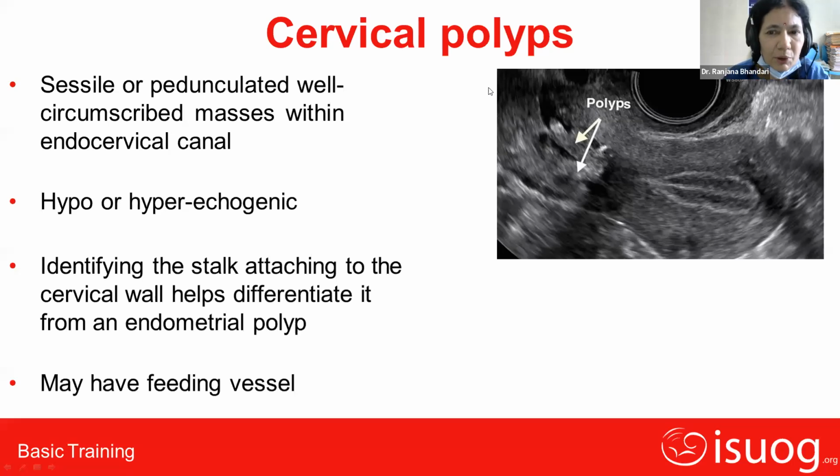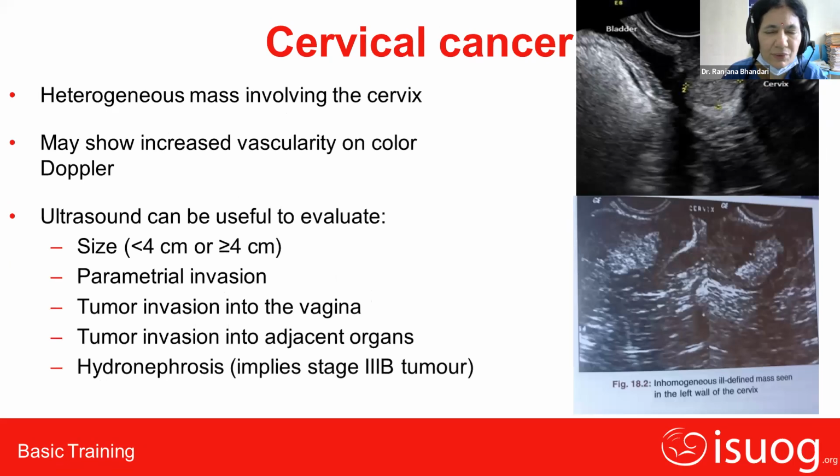Now comes the cervical polyp. Cervical polyps are sessile or pedunculated, well circumscribed masses within the endocervical canal. See, these may be hypoechoic, they may be hyperechoic. Identify the stalk, which means the part of the polyp which is attached to the endometrial or endocervical area. Identifying the stalk of the polyp will show whether it is endocervical or endometrial. We can find the stalk properly by seeing on Doppler, there will be a feeding vessel through it.